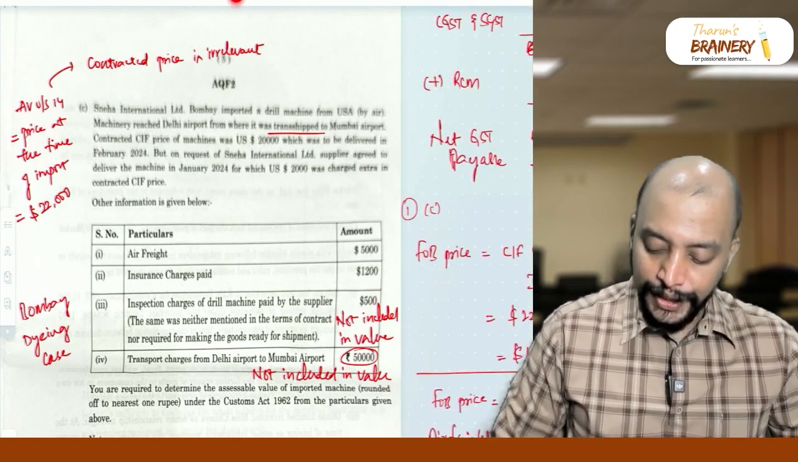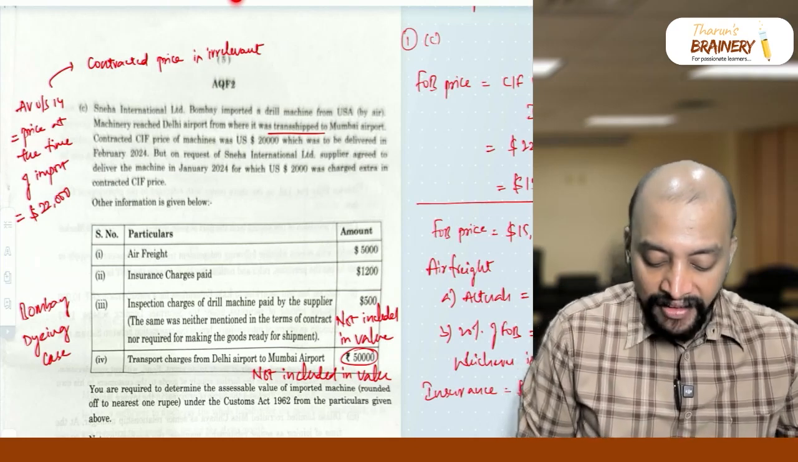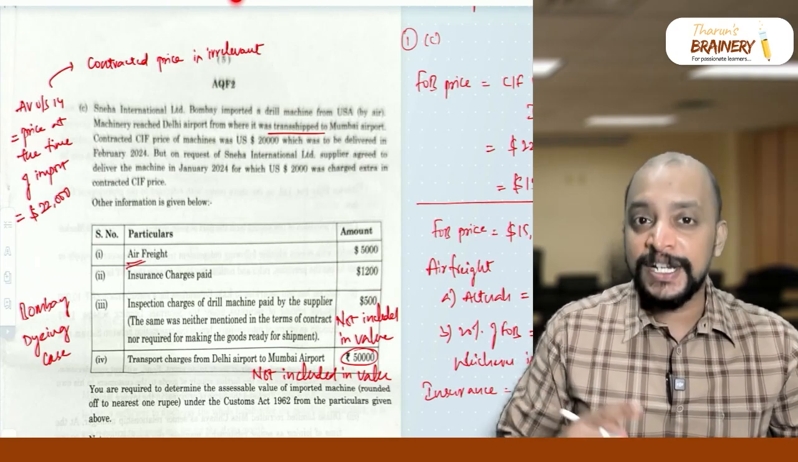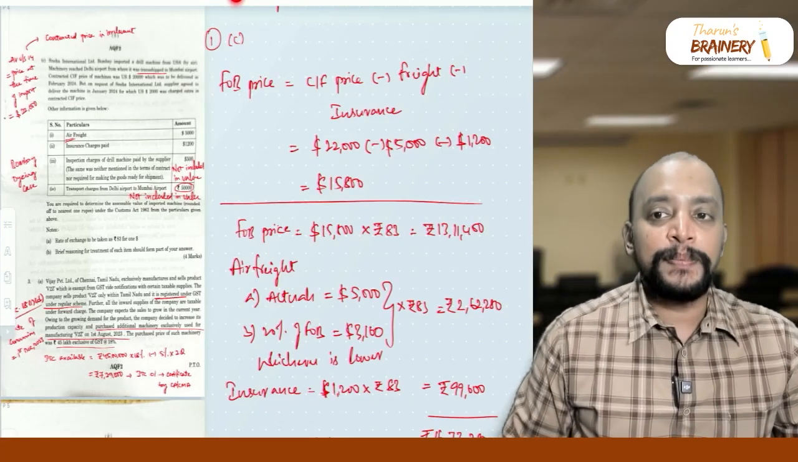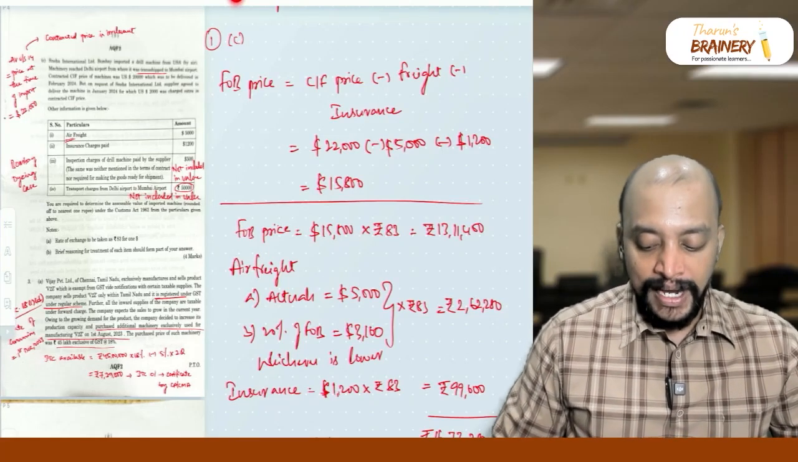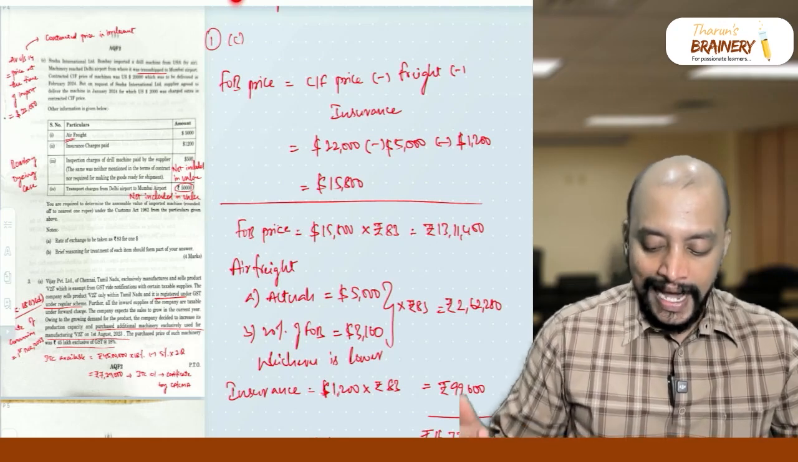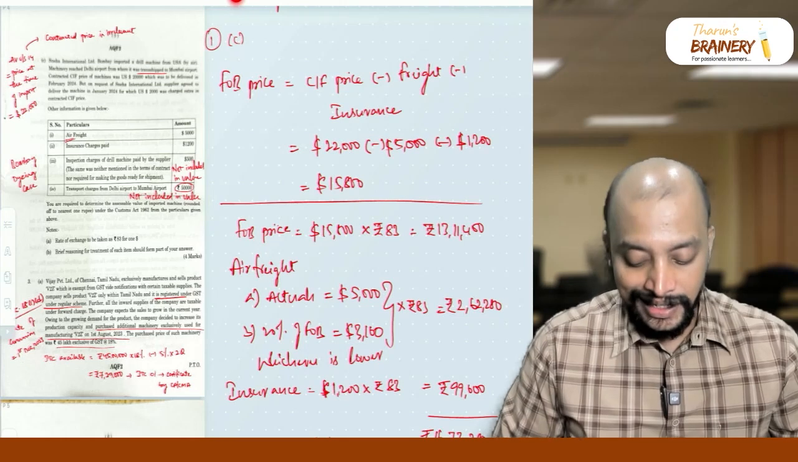Okay, so now what we are doing is that first we need to arrive at the FOB price. Why? Because there is air freight, and air freight we need to restrict to 20% of FOB due to that reason. So first we are taking FOB price, CIF price minus freight minus insurance, that is $22,000 minus freight will be $5,000 and minus $1,200. So FOB price will be $15,800.